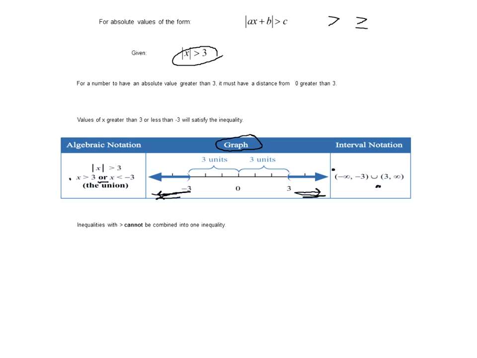Okay, please keep in mind that because you've got these two separate pieces, you'll never be able to combine it into one inequality. So that's why we're going to have a different list of steps for solving absolute values of the form that use a greater than symbol. And here they are. So if you've got greater than, the first thing you want to do again is put it into standard form. And both parts A and B are really the same thing.